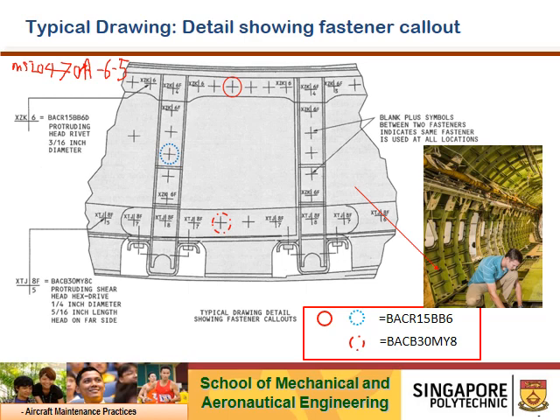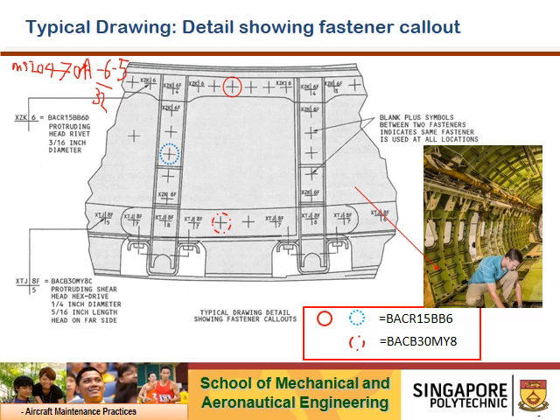So BACR15BB tells you that it's a protruding head rivet for bowing. 6D, the 6 is still the same thing, quite similar. The first digit after that alphabet will be the diameter, and it's over 32. So they maintain the same standard.